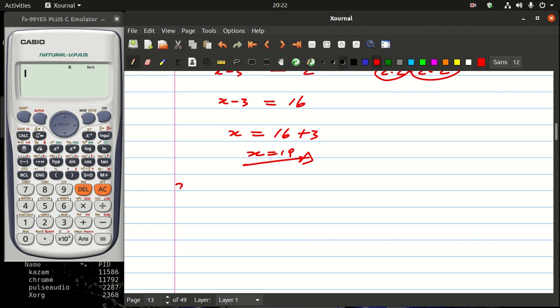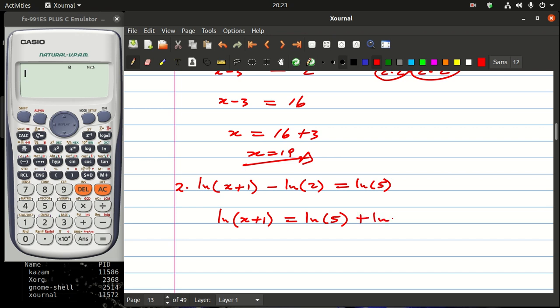And then secondly, we have number 2. Our number 2 was saying we have ln of x plus 1 minus ln of 2 is equal to ln of 5. Now, everything that has an x is contained in this ln here. Everything that does not have an x, I want it on the other side. So we'll end up having ln of x plus 1 is equal to, I'm taking this to the other side, so the sign is going to change, ln of 5 and then plus ln of 2.